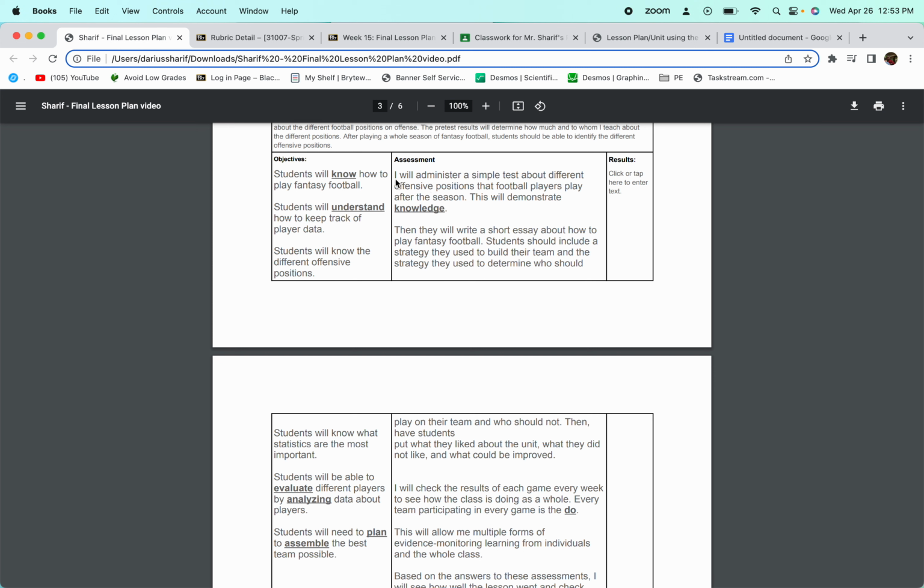Then the next part, we have the assessment. I will administer a simple test about the offensive positions that the football players play. I'll do that after the season.